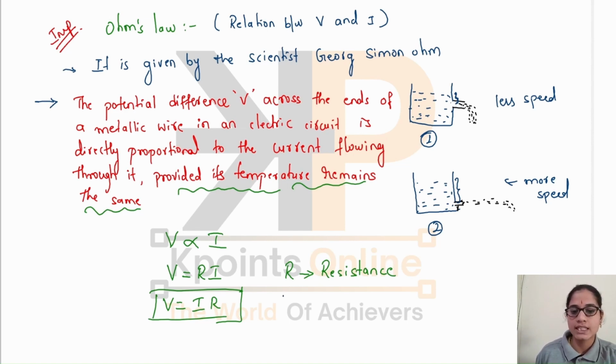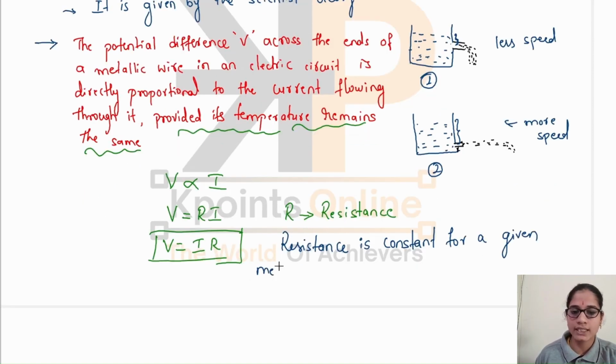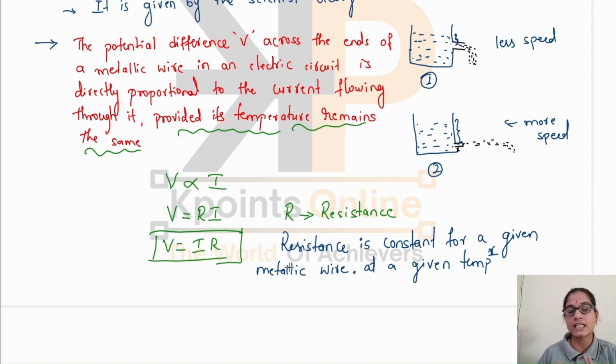So you have to mention that resistance is constant for a given material, for a given metallic wire or any conducting material at a given temperature. This resistance is constant for a given metallic wire, which means it depends on the nature of the material and also on temperature. But at a particular temperature, this is constant for a given metallic wire. You have to remember this.